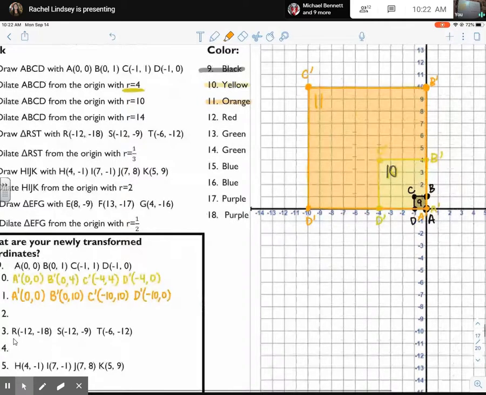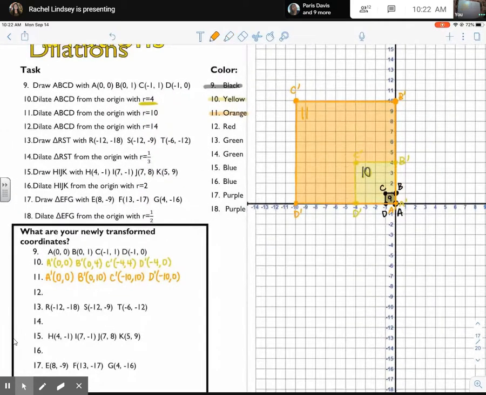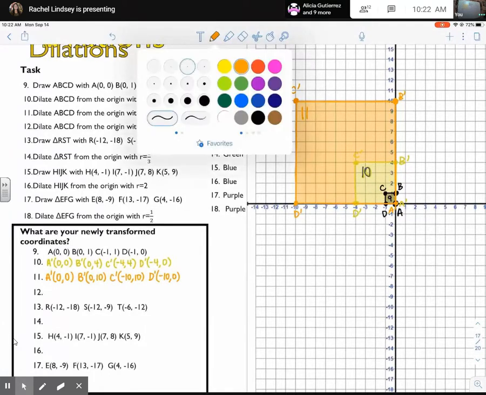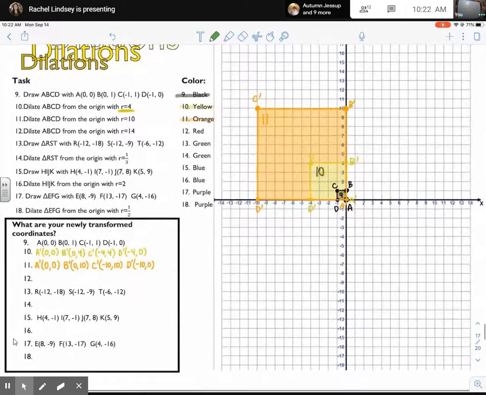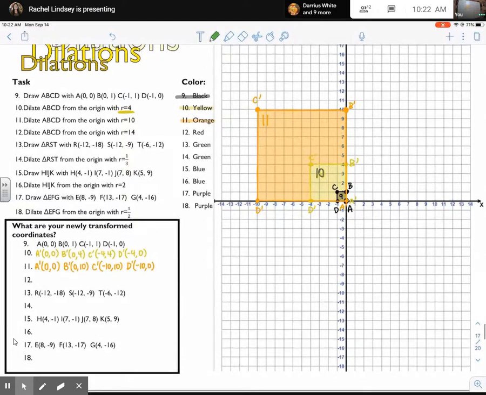I'm going to go to the green ones. Number 13 says draw the shape at -12, -18, -12, -9, and -6, -12.